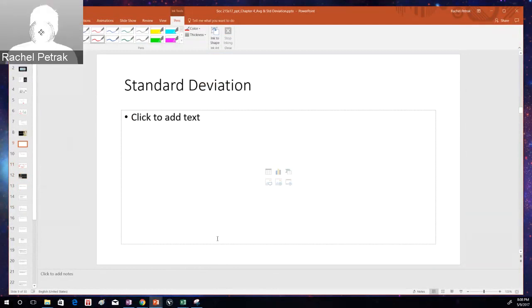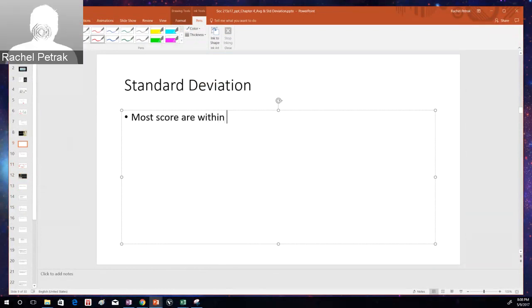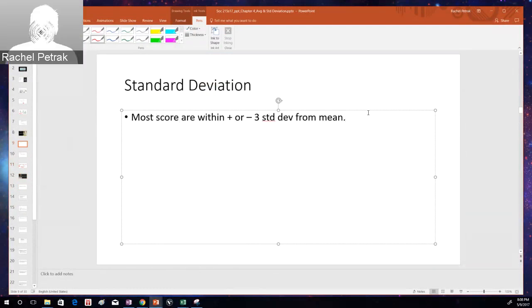And so one important point about the standard deviation is that most scores fall within plus or minus 3 standard deviations from the mean. So another way to think of this is that an entire distribution of scores is generally within 6 standard deviations.